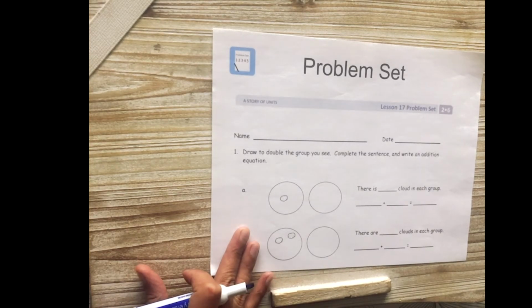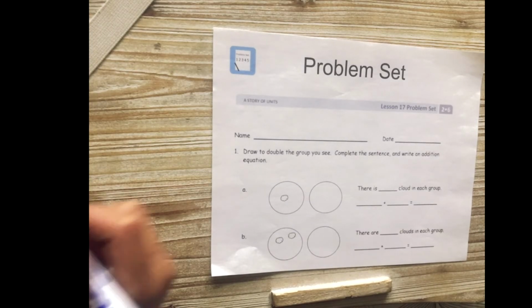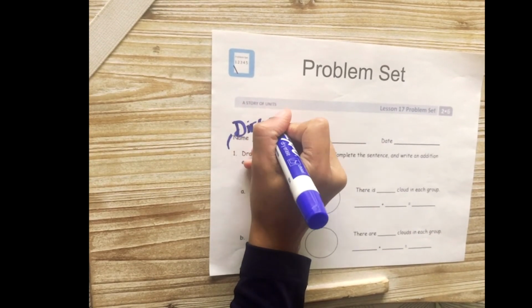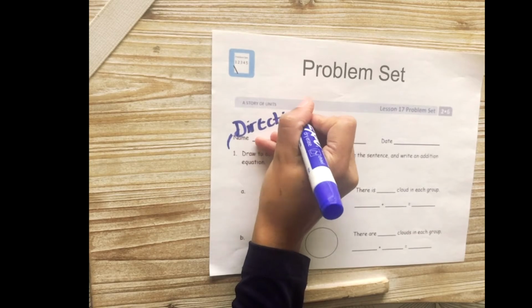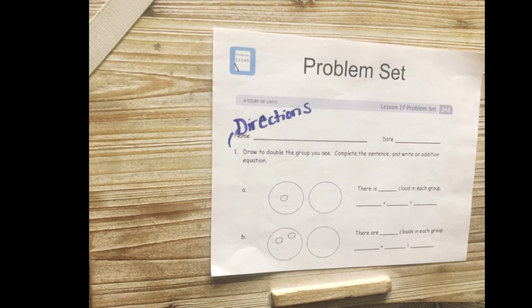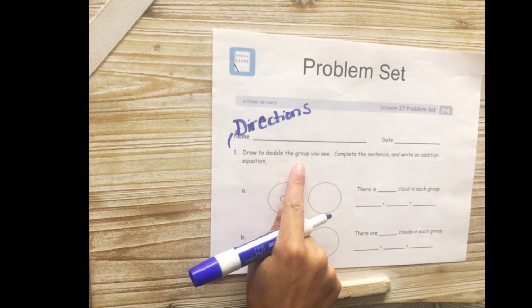So let's go ahead and look at today's work. The first thing that I'm going to do is I'm going to be reading the directions. It's always very important that I read the directions and think about what they're asking me to do. And don't forget, today we learned about doubles and we also learned about even numbers. So it says draw to double the group you see.